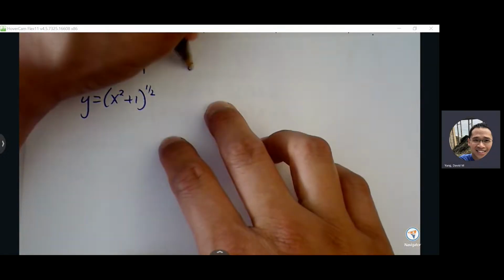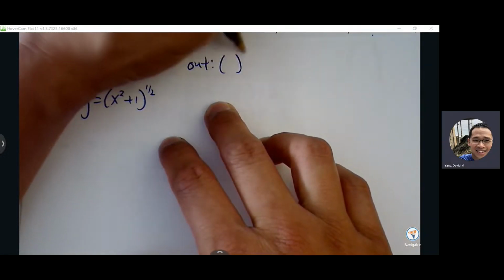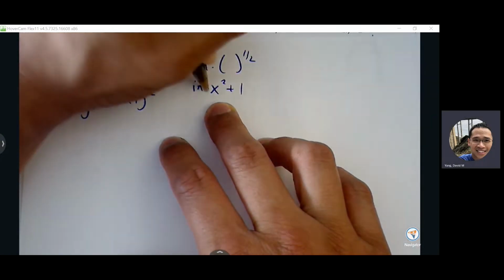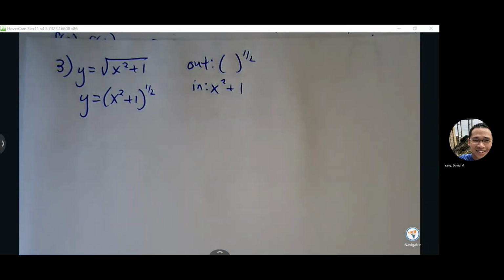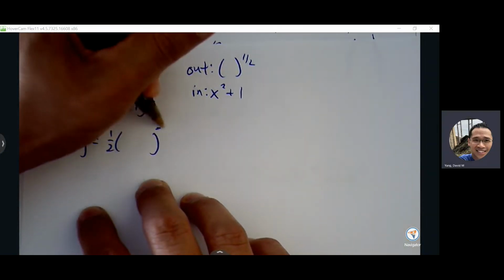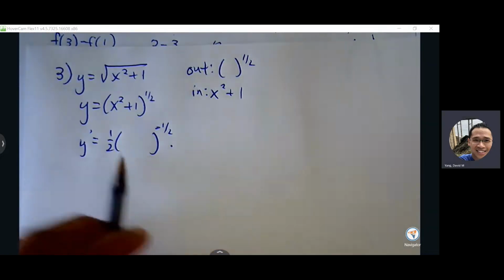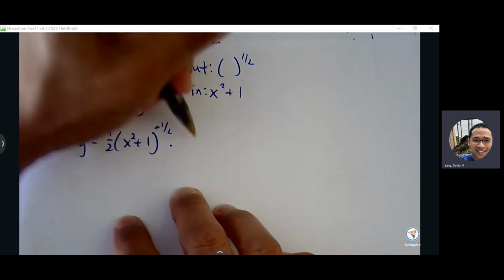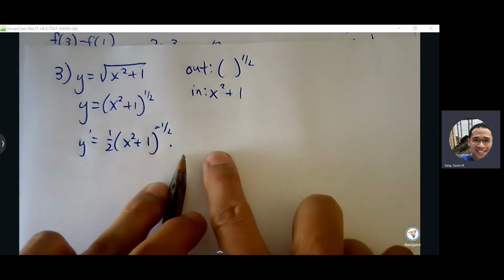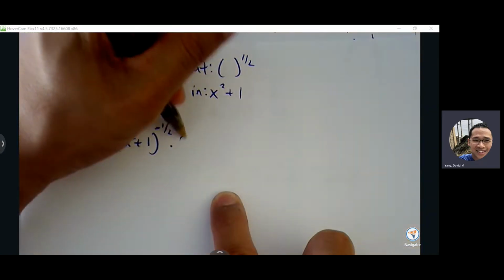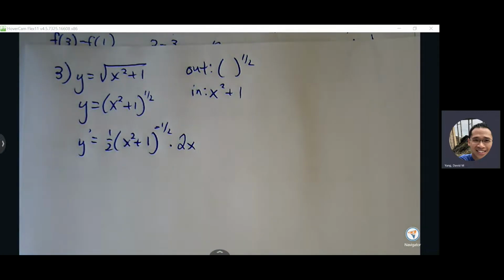Okay, so outside, inside. Outside is the parentheses to the 1/2. Inside is the x squared plus 1. Okay, outside's derivative: 1/2 parentheses to the negative 1/2. What goes inside here? Okay, x squared plus 1. We're not ready for its derivative yet. Now that we're done with the outside, now we have a separate space, and that separate space is for the inside, so times 2x.